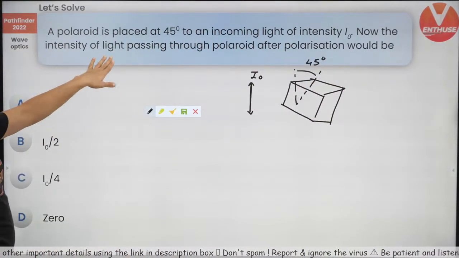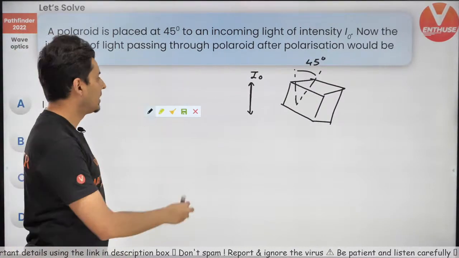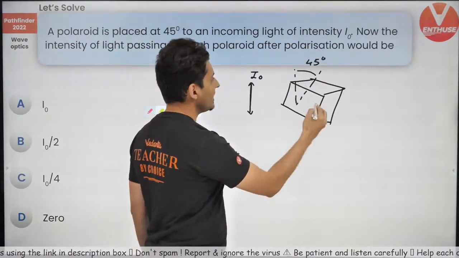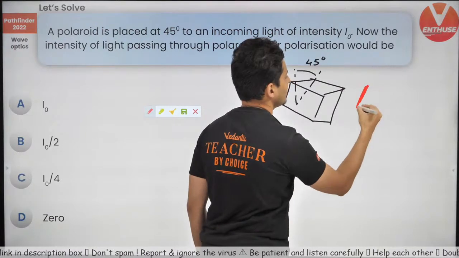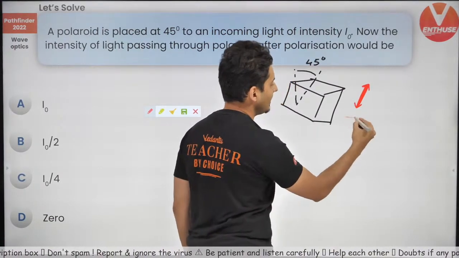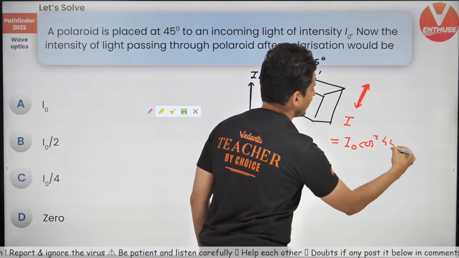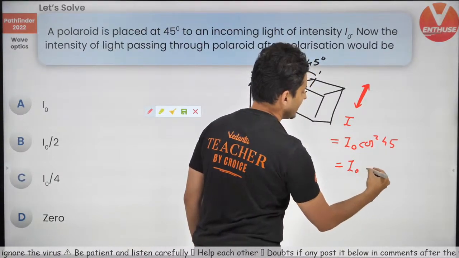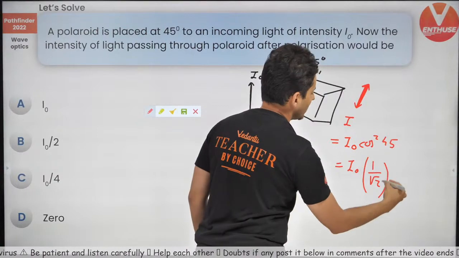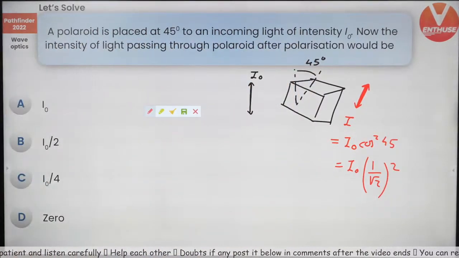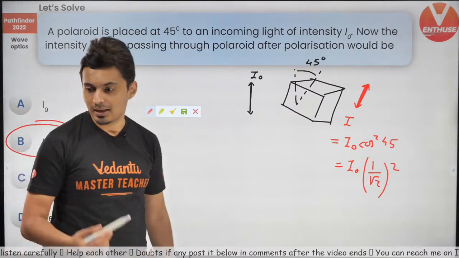Now the intensity of the light passing through the Polaroid after the polarization would be, obviously the light which comes out will be of slightly lesser intensity, and that intensity will be I naught cos square 45. Cos 45 is nothing but 1 by root 2, so 1 by root 2 square, which is 1 by 2. That means the answer will be option B, done.